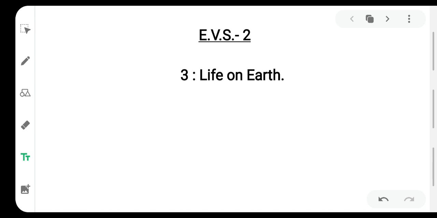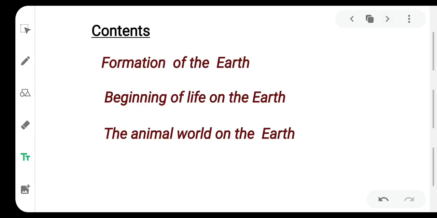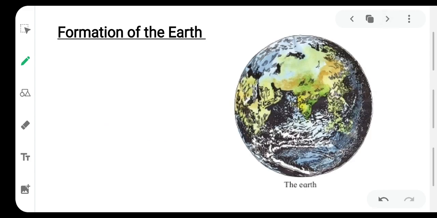Today we will study EVS 2, Lesson Number 3, Life on Earth. The content of the chapter includes formation of the Earth, beginning of life on the Earth, the world of animals on the Earth, means the animal world on the Earth. The first point comes here, formation of the Earth. How the Earth has been formed?